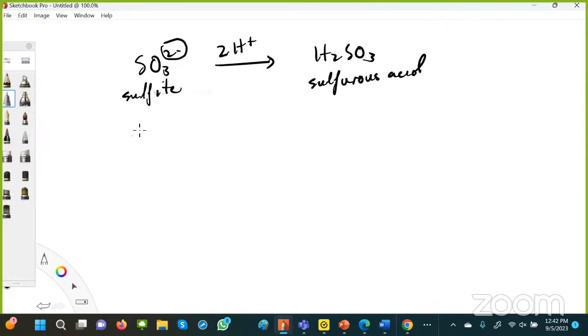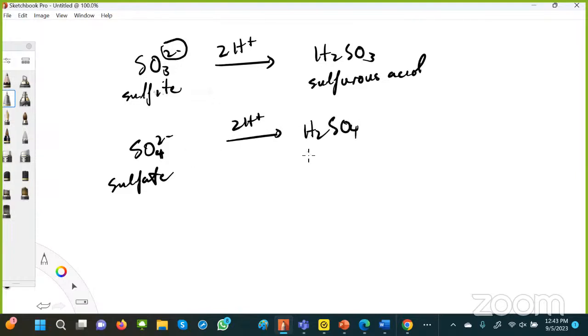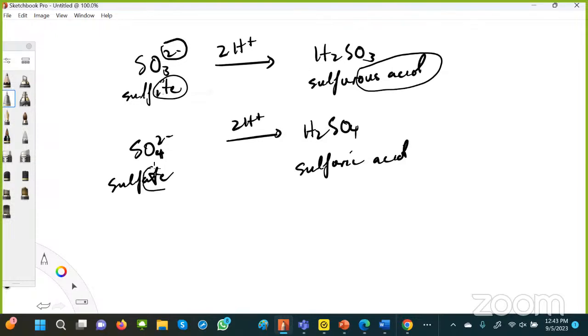All right. And then in the case of SO4 2-, again, you have to add 2 H+ ions, and by the way, this is called the sulfate ion, before I forget. So when you add 2 H+ to this, you're going to get H2SO4, and the name of this acid would be sulfuric acid. All right. So again, ITE becomes OUS acid, and ATE becomes IC acid, just like in the previous example.